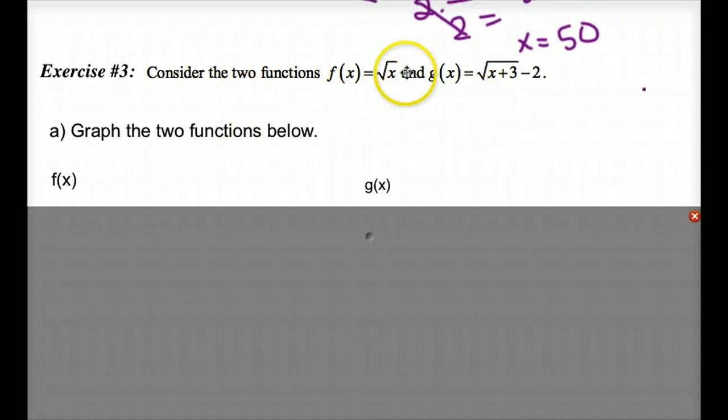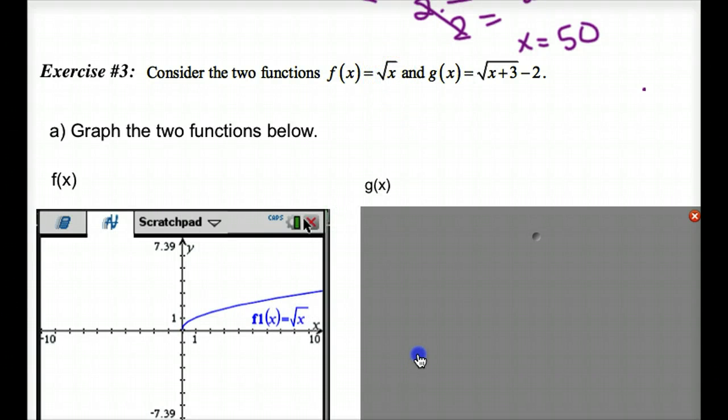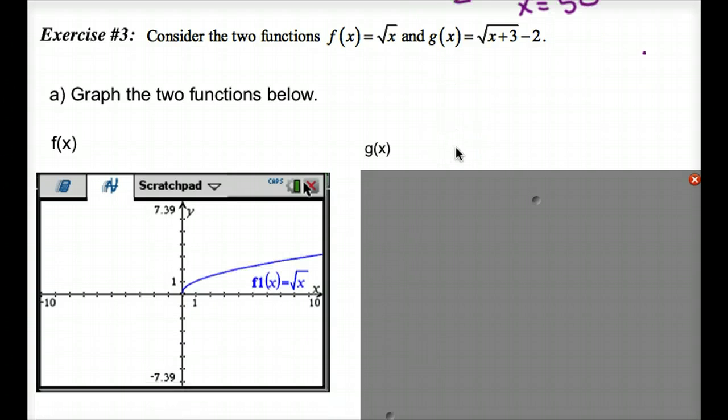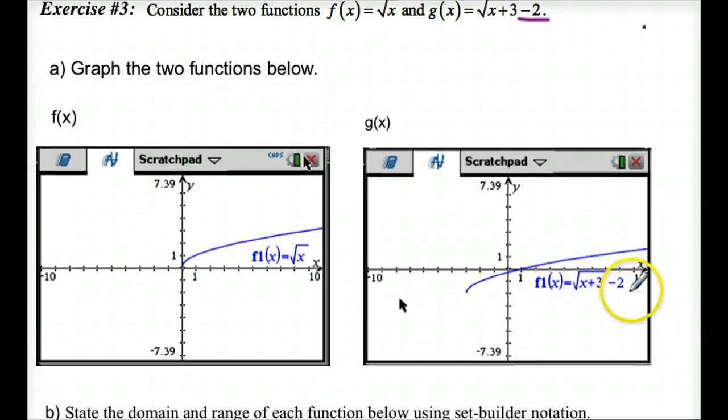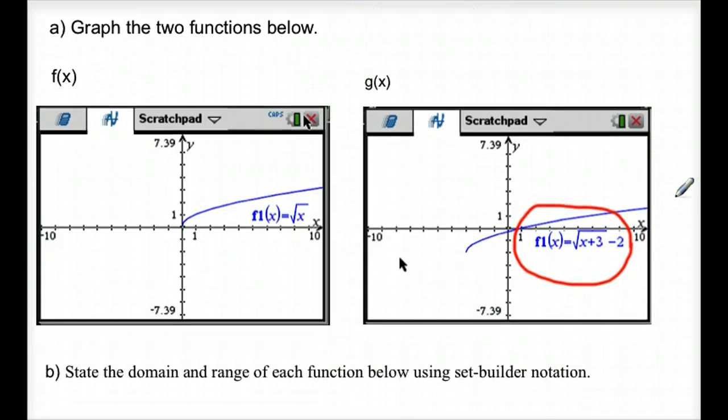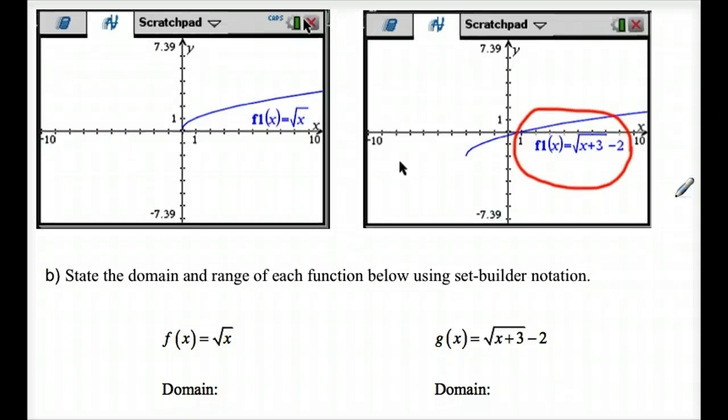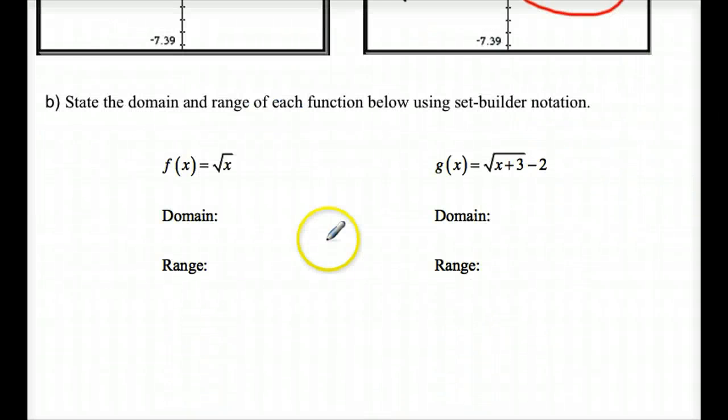Let's go ahead and graph the square root of x, which you should get a graph that looks like this. And then you want to graph square root of x plus 3, and be careful, this minus 2 is outside of that square root sign. You should get a graph that looks something like this, okay? Pay attention to how I enter this on the calculator. Then I want you to sketch it. So we're going to review now, state the domain and the range.